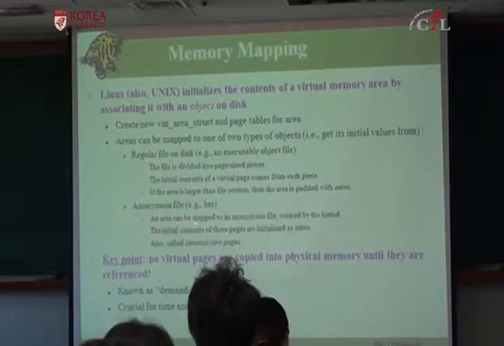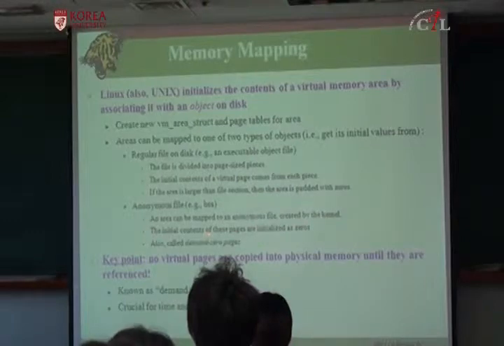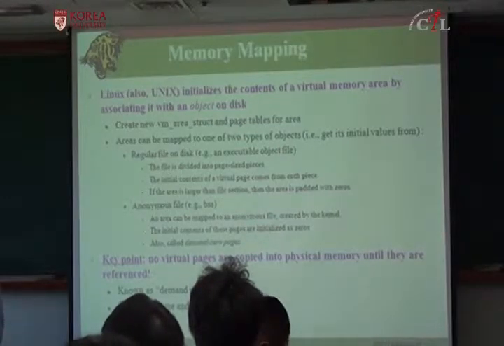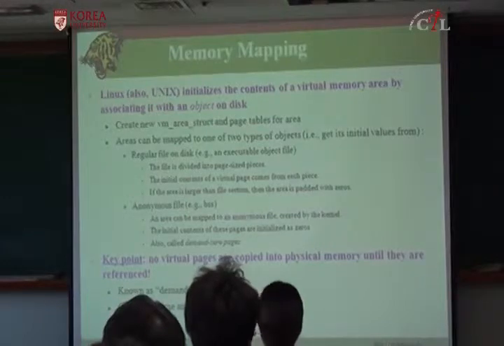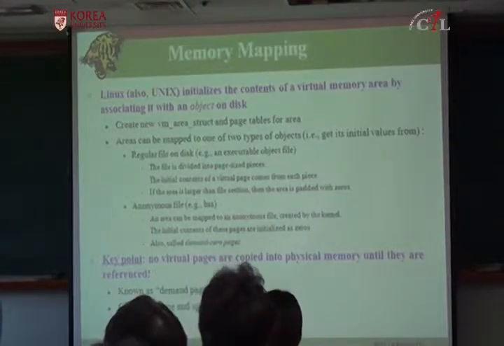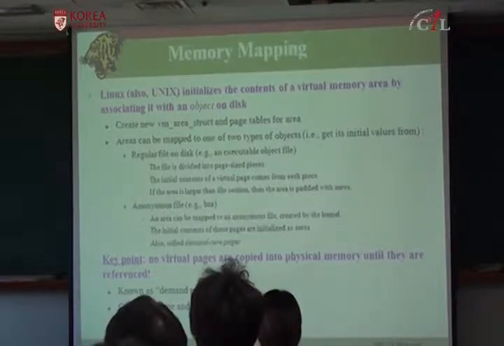An area can be mapped to an anonymous file created by the kernel. The initial content of these pages is zeros, because these are uninitialized global variables, and you initialize them on demand with zeros. So they use the same convention. They regard them as files, but they call them anonymous files, which means they just initialize to zeros. These are called demand zero pages. On demand, they initialize to zeros.